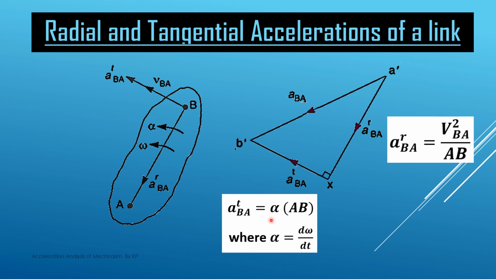If suppose for some link omega is constant, not changing with respect to time, then alpha value is 0 in that case. And when alpha is 0, ATBA is 0 value. This component, XB dash, is 0 in that case. And the net value of the acceleration, here we are getting only A dash point, and directly we are getting the B dash point basically. And this radial component of acceleration is representing the total acceleration, meaning ABA of this B point with respect to point A.